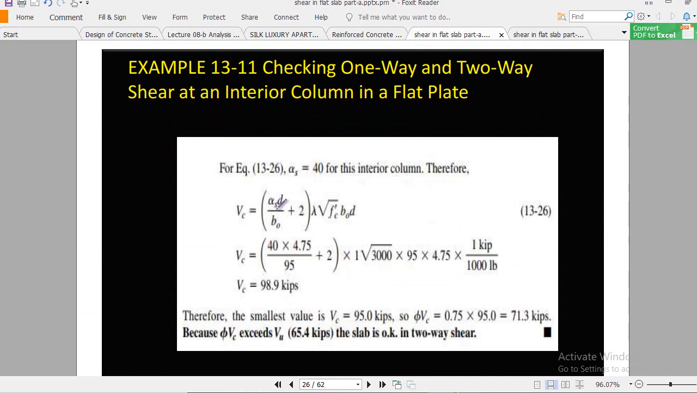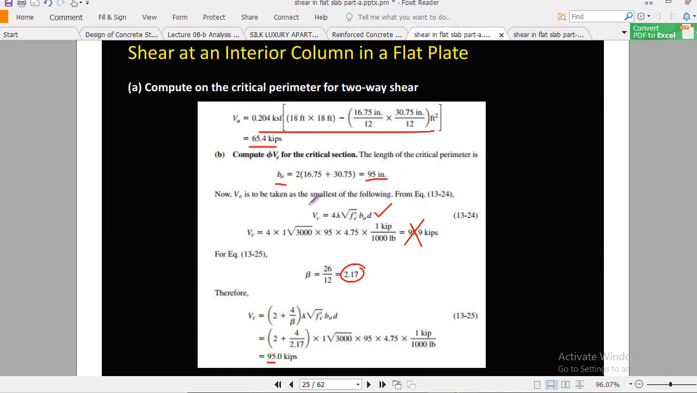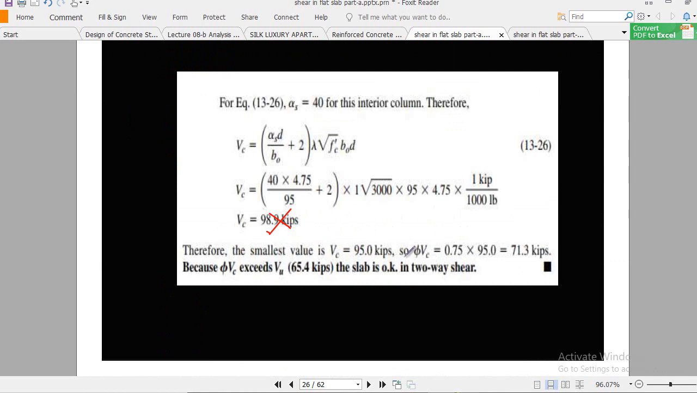Alpha s: as it is an interior column, we will use 40, and you have to plug in all the values. You got this one. So this is not a governing equation, so ignore it and consider this value. So 95 is more than the Vu. Remember you have to multiply it with 0.75 to reduce it. 71.3 is the shear strength of our concrete section, which is more than 65, which is our Vu. So our design is safe. The thickness of the slab section, that is 6 inch, is now satisfied in shear.